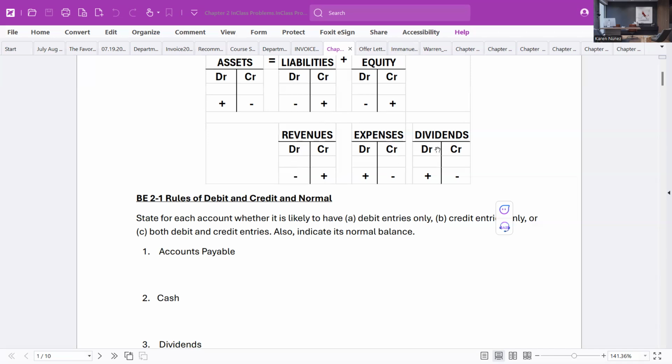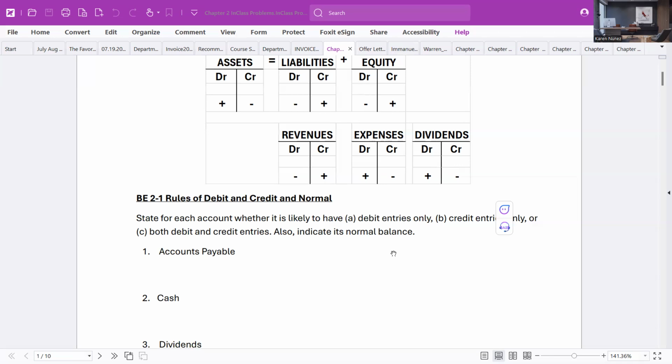And expenses and dividends, well, they're kind of like assets in terms of how we increase or decrease them because they reduce equity. So if we want to record an expense, which in effect decreases our equity, we would debit it, right? Because debits decrease equity. If we want to reduce our expenses, then we would credit them. And same thing with dividends. Dividends represent an outflow of earnings in the form of cash, and that in effect reduces equity. And the way we reduce equity is by debiting it. So we would debit dividends to increase it, which would decrease the equity.